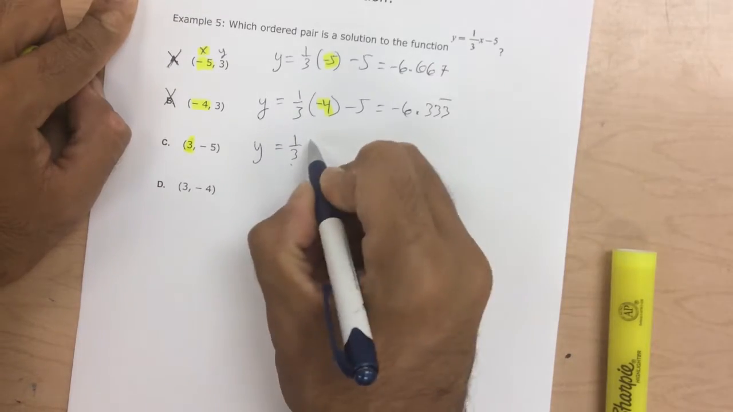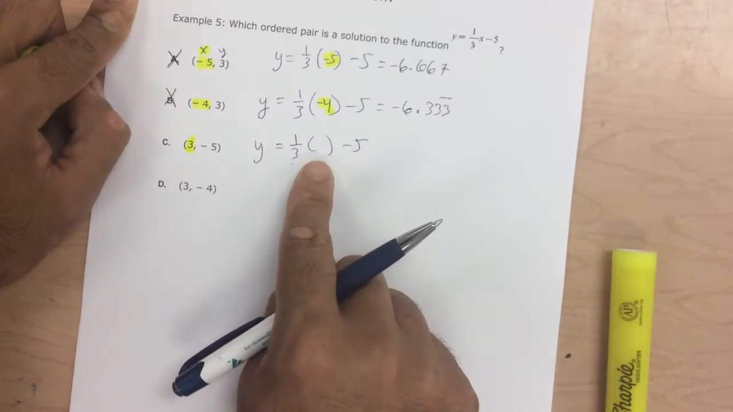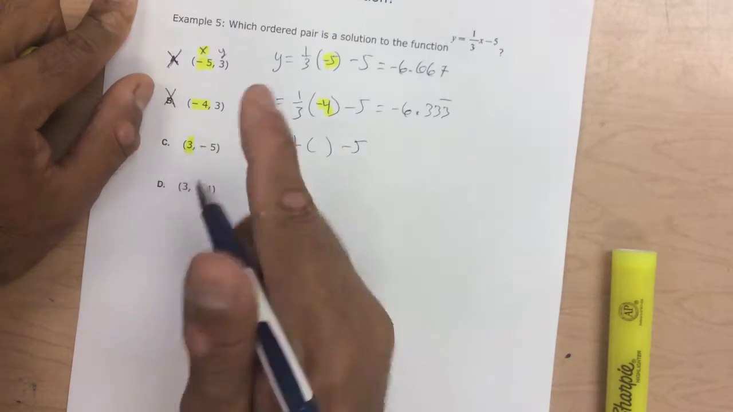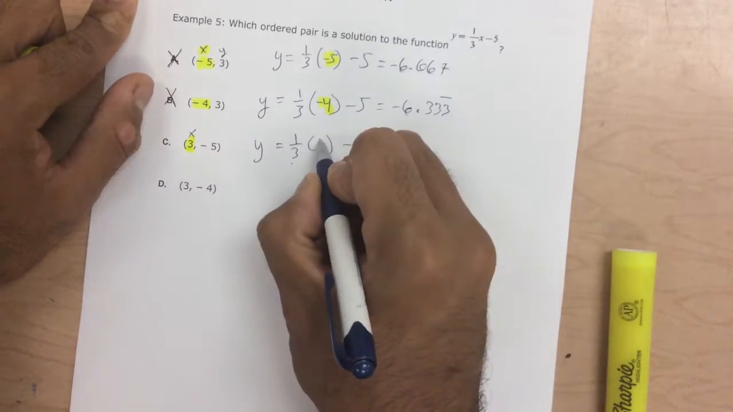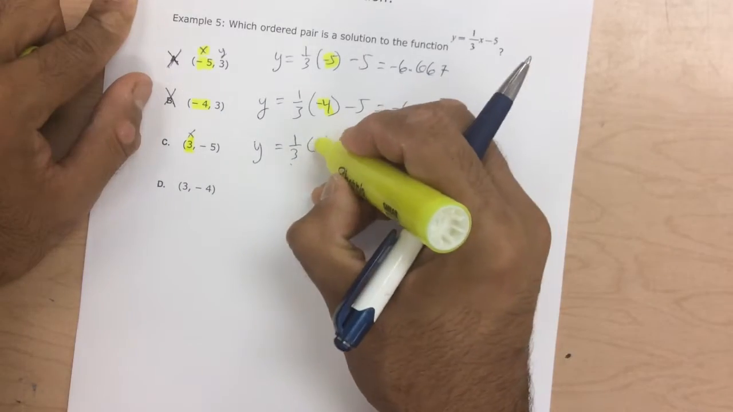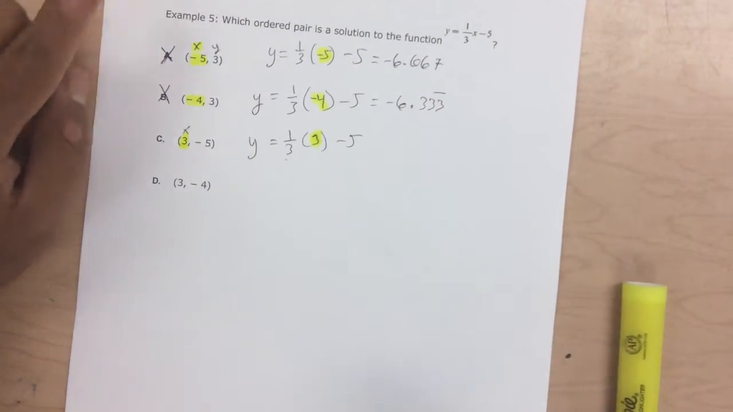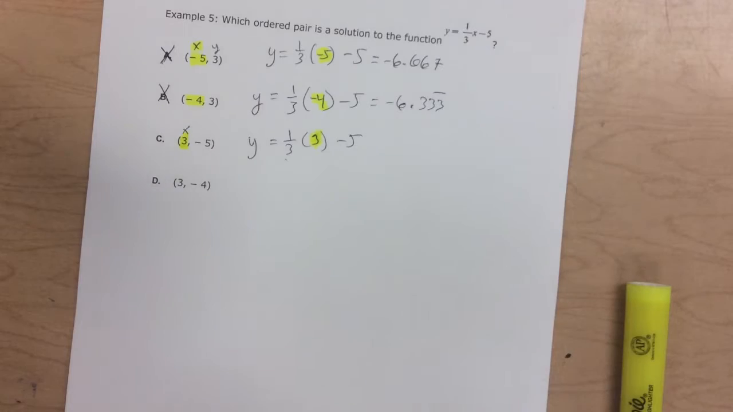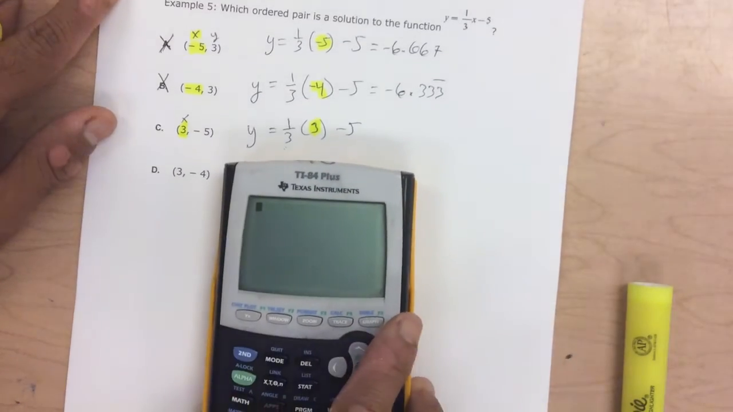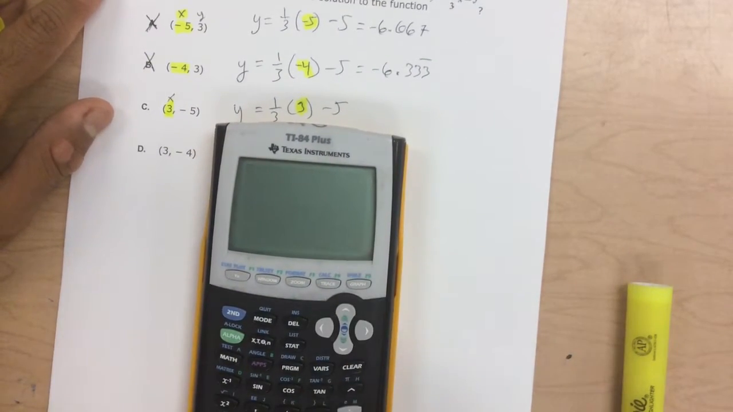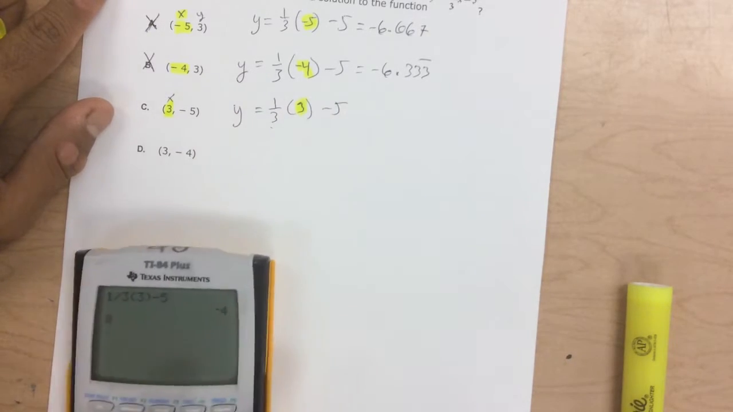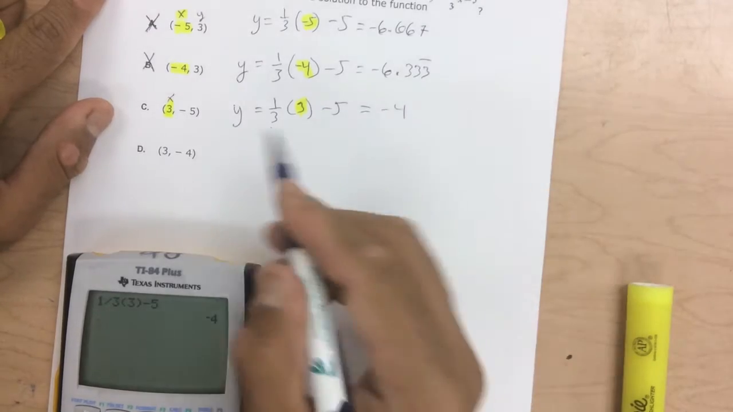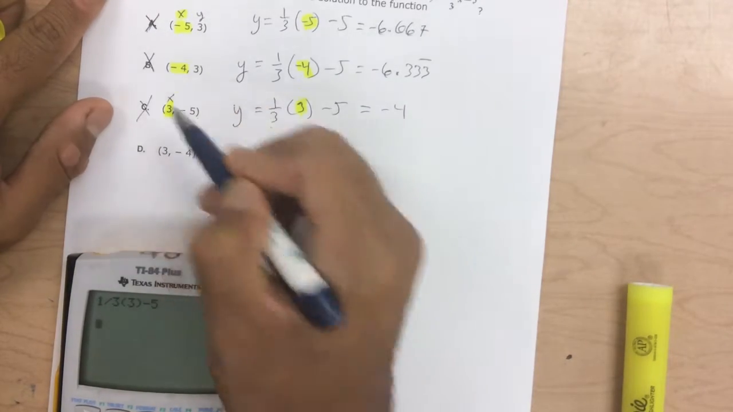So y equals 1/3, parentheses, -5. Now in those parentheses, I'm going to put in my input, my x value. So my x is 3. And now I'm going to do some multiplication and some subtraction, and my result, if that is a solution, should be -5. If it's not a solution, it's going to be something random. So 1 divided by 3, parentheses, 3, parentheses, minus 5. Enter. I got -4. So obviously, that is not the answer.